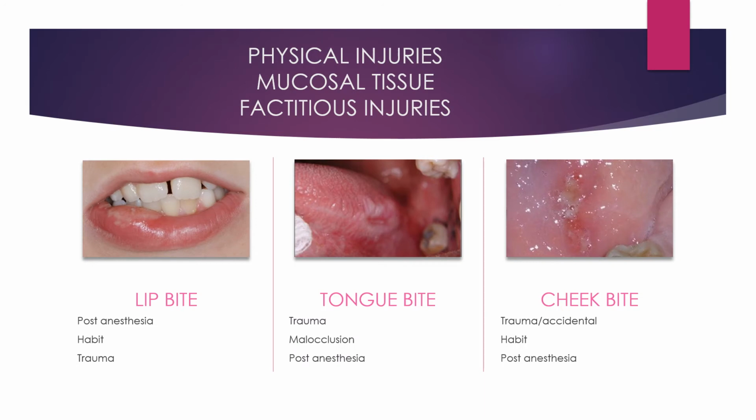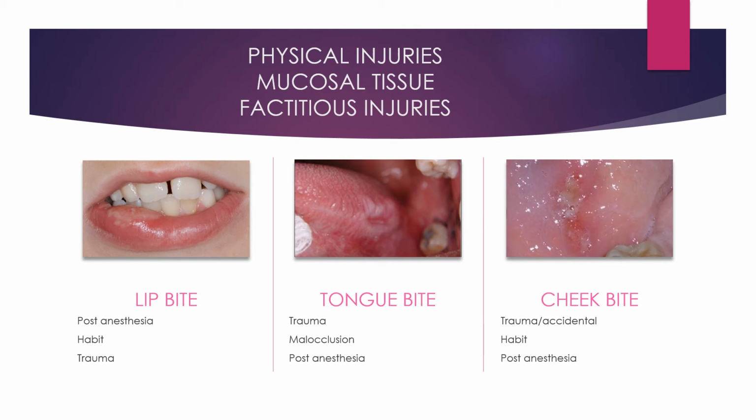Here are 3 examples of factitious injuries. Factitious injuries are injuries that are self-induced either intentionally or unintentionally. So on the far left we see lip bite, which is common post-anesthesia. Patients, especially when you do a mandibular block, may bite their lip while anesthesia is still active. Some people lip bite from habit, and sometimes it's trauma.